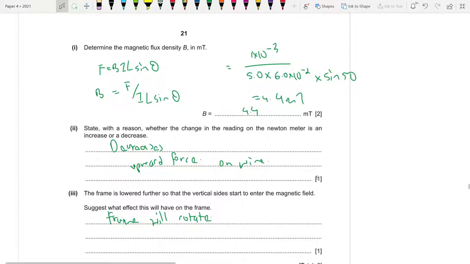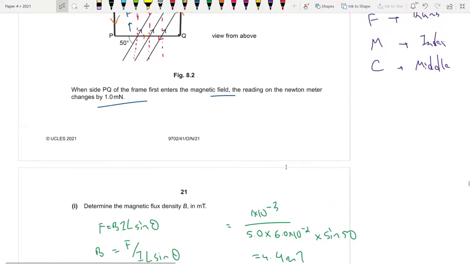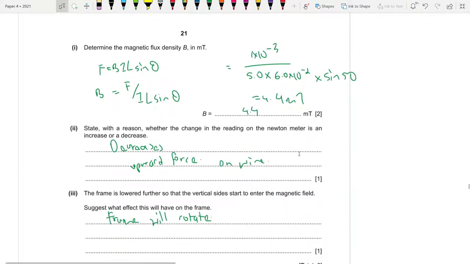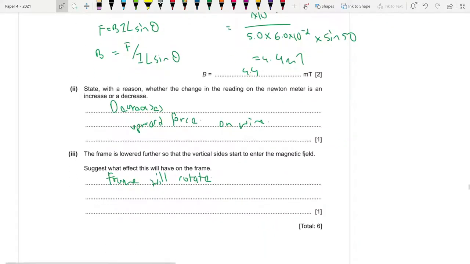Next, state with reason whether the change in the reading on the Newton meter is an increase or a decrease. So yeah, it's a decrease of 1 millinewton, because weight is directed downwards, but the force will be directed upwards, which is why it's a decrease: there's an upward force on the wire.